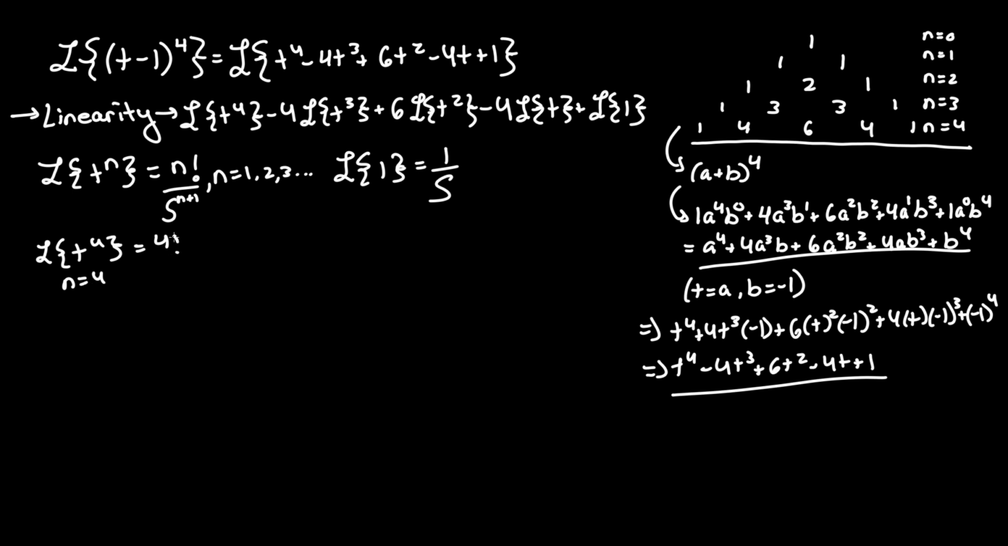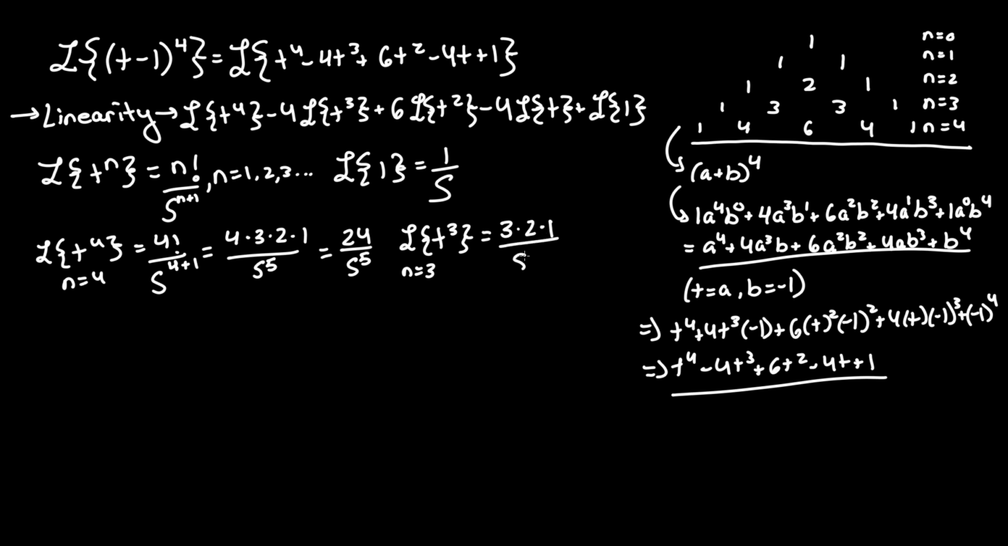So 4 factorial for n factorial over s to the power of n plus 1, 4 plus 1 is 5. So 4 factorial is 4 times 3 times 2 times 1 over s to the 5th. 4 times 3 is 12, times 2 is 24 over s to the fifth. Likewise for t to the third, same thing, let n equal 3. Speeding it up, it's 3 factorial, which is 3 times 2 times 1, over s to the 3 plus 1, which is 4. So 6 over s to the fourth.